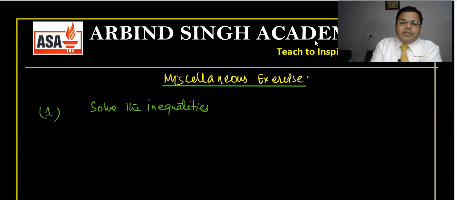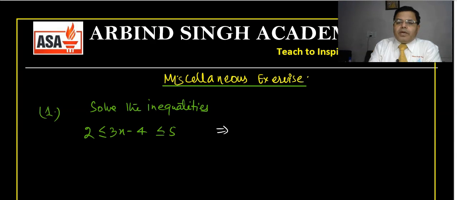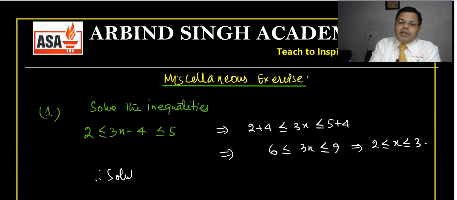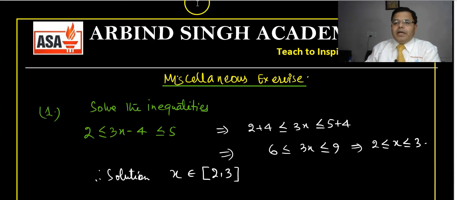The first question is given that 3x minus 4 is greater than 2 and less than 5. For the solution, we can add 4 to both sides: 2 plus 4 is less than 3x, which is less than 5 plus 4. If 4 is added to all parts, the sign of inequality will not change, and minus 4 plus 4 will be 0. So this will be 3x is less than 9 and greater than 6, and if you divide by 3 again, then 2 is less than x and less than 3. So the solution can be written as x belongs to the closed interval 2 to 3. I hope you got this.